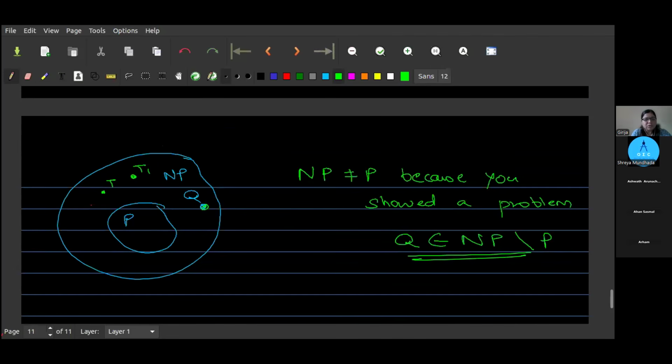So suppose somebody shows that for Q you cannot beat exponential, then Q stays there. And where does Q stay? Q stays in this difference. That means this difference is not empty. Somebody is there. That means P and NP cannot be the same. So both ways it is a challenge right now.